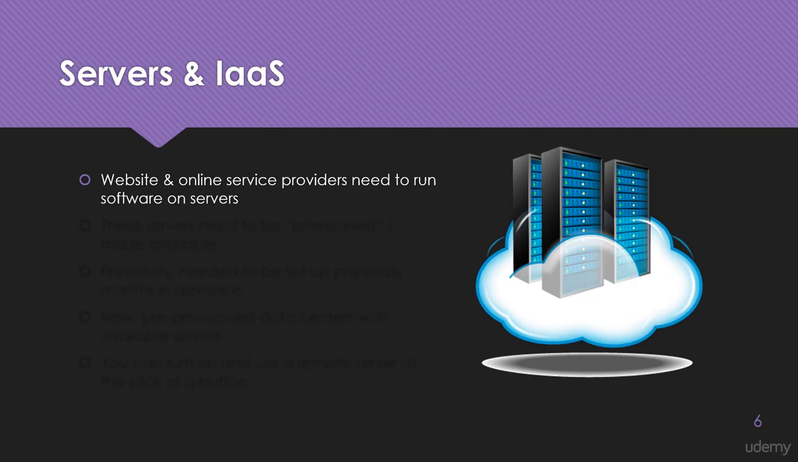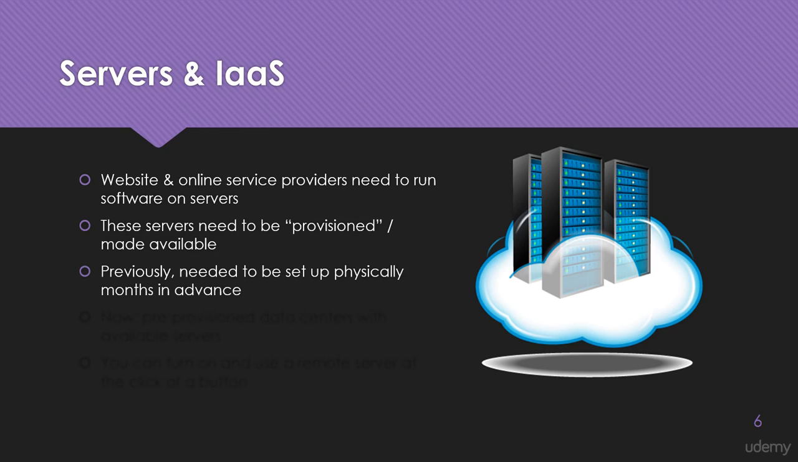So let's talk a little bit about servers and infrastructure as a service. Website and online service providers need to run server software and servers, and these servers can be provisioned or made available on demand instead of having to be pre-configured. Before IaaS, you needed to have these servers set up physically months in advance. You would make orders, buy these servers, and set them up months in advance. With IaaS, you don't need to do that. Now you have pre-provisioned data centers with the available servers.